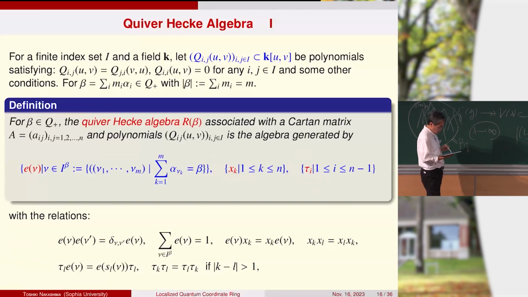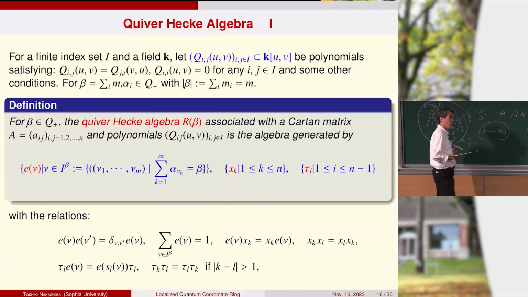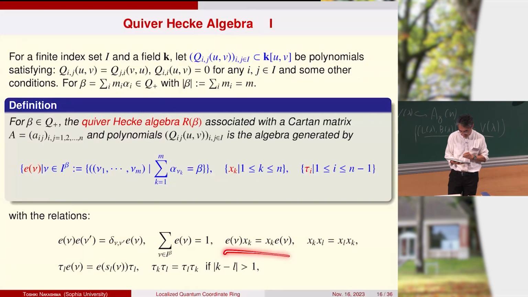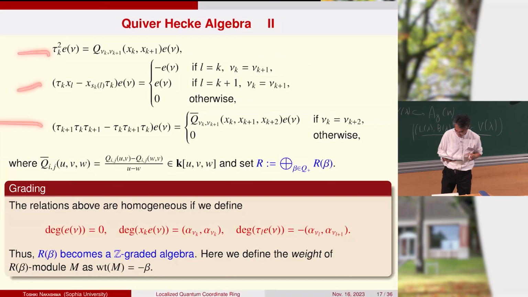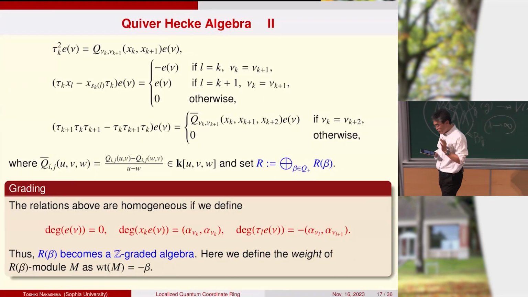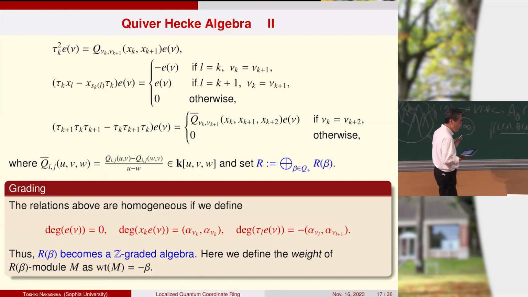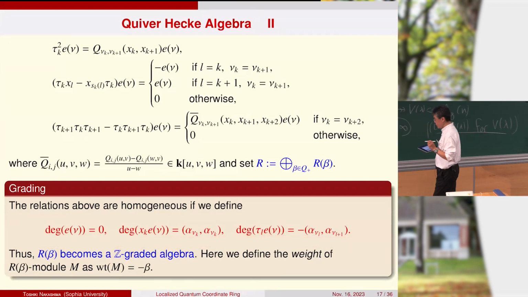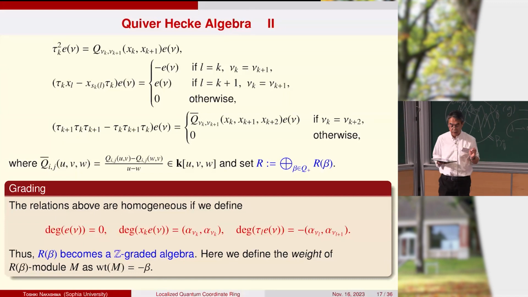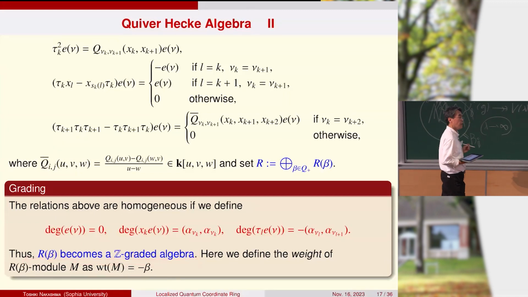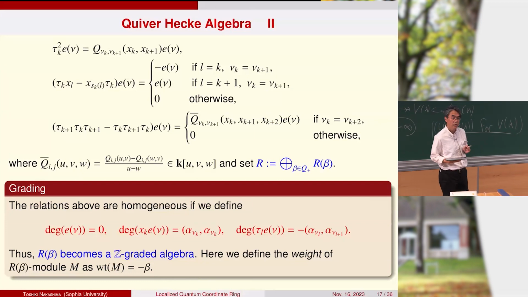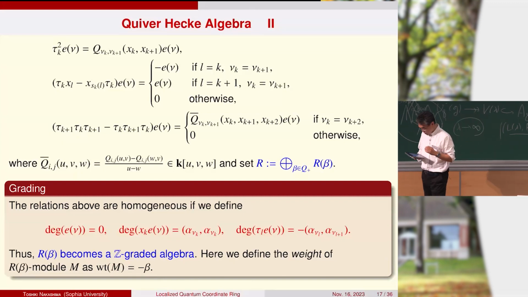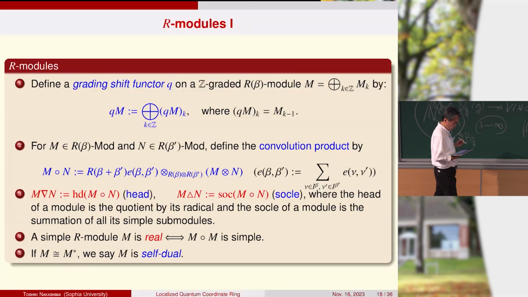It's really complicated, but important is that the e(nu) are just projectors, a set of projectors. And there are many other relations here. Anyway, important is that these relations are homogeneous if we define the degree like this. So in this sense, R(beta) becomes a Z-graded algebra. This is an important point, because later we need grading shift functors or something like that.